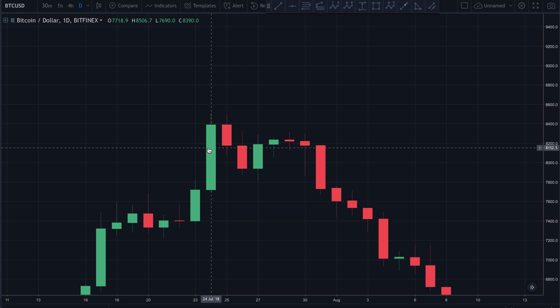So on this green candle, what do we see? We can see that the opening price was $7,718.90, and the closing price up top was $8,390.90. We can see the high was $8,506.70, and the low, if I look at this little wick down here, was $7,690.00.